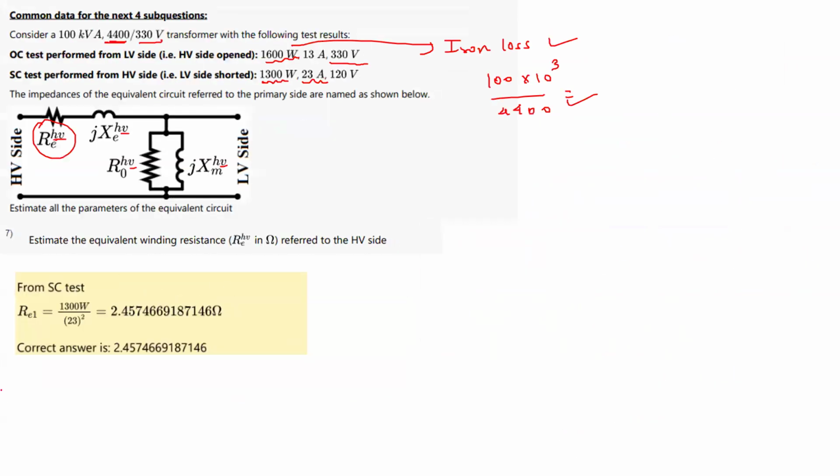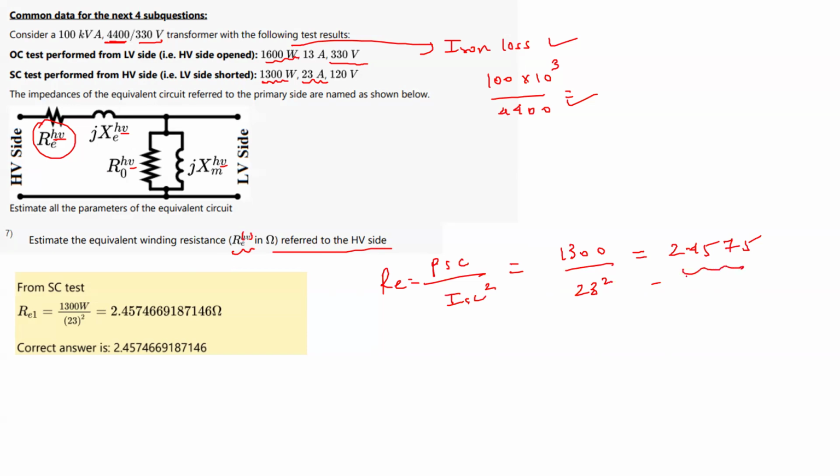We were here. As we have seen, the short circuit test will give us the value referred to the HV side only, and we want the values on the HV side, so we can directly calculate and get the answer. What is the value of Re? Re is nothing but P short circuit by I short circuit square. Very straightforward. 23 squared, so you can get the value of Re, which is already referred to the high voltage side. Because they're asking it on the high voltage side only, with this superscript HV, you do not need to transfer it anywhere.